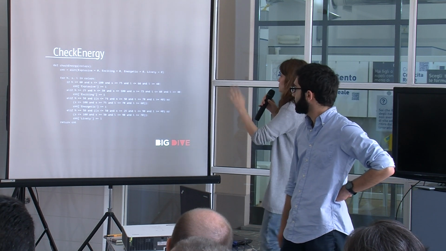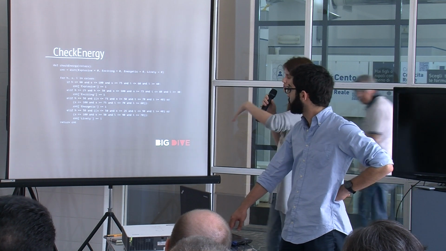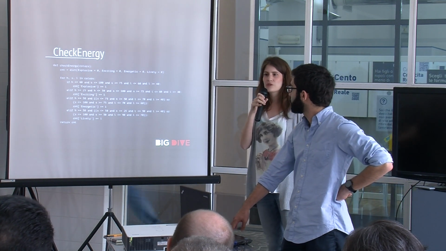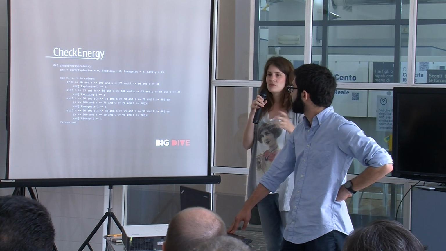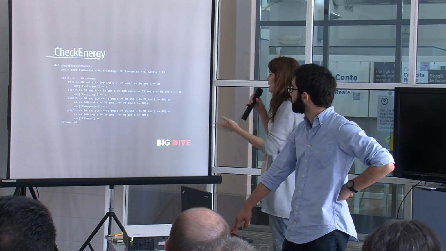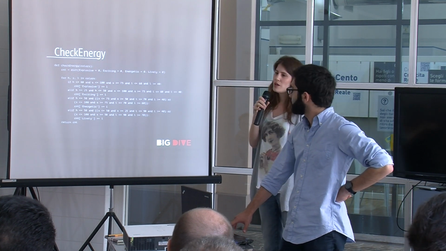This is a really simple check energy function that we had, for example. We had this type of function for every semantic attribute. We would send in the images, and they would come back with a simple dictionary with the counts of how much explosive or exciting or energetic they are, if they are.